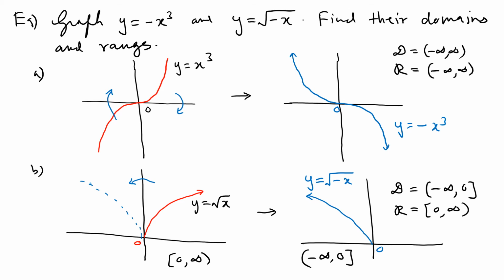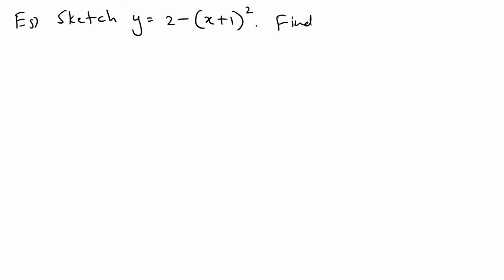So how about this one? Let's say sketch y equal 2 minus (x plus 1) squared, and then also find the domain and the range. Okay, curly D and curly R, those are the notations. So if you look at the steps, what are the steps here?